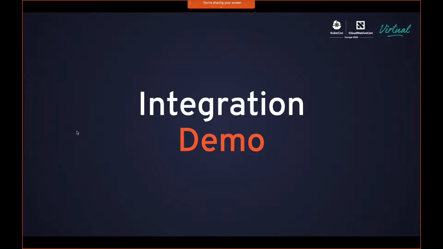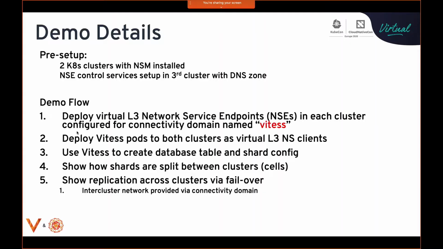Okay, so we're going to do an actual demo where we show the deployment that the previous slide showed. The details of this demo are a two Kubernetes cluster setup with NSM installed. The NSE control services that I showed in the previous slide for DNS and IPAM, and the registry, are in a third cluster. So they're not going to be shown, but they're there.